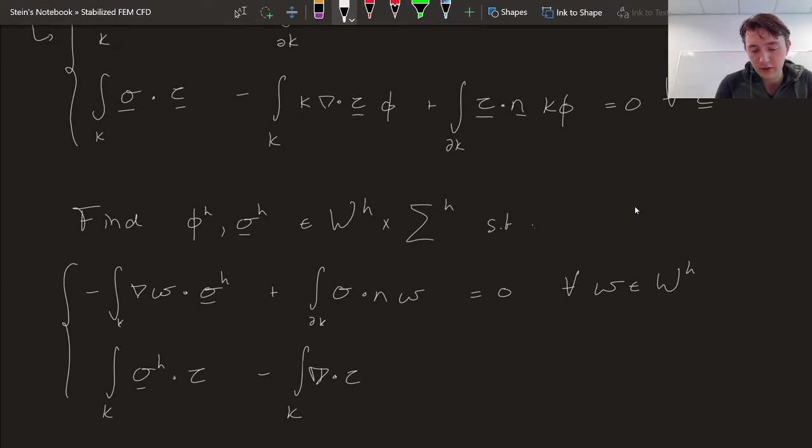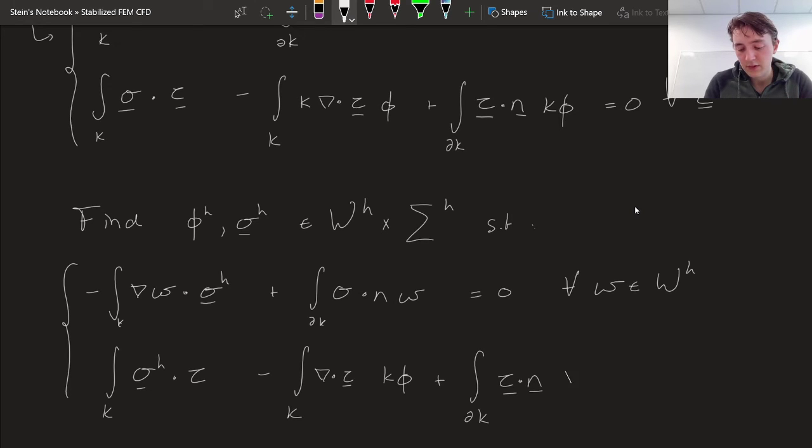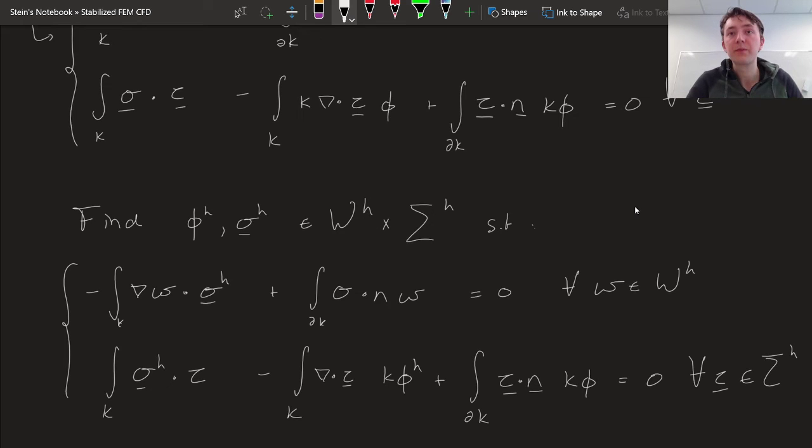we say, divergence tau of kappa phi plus the integration over the element boundary of tau dot n times kappa phi, this is phi h, sorry, and that's equal to 0 for all tau in sigma h.